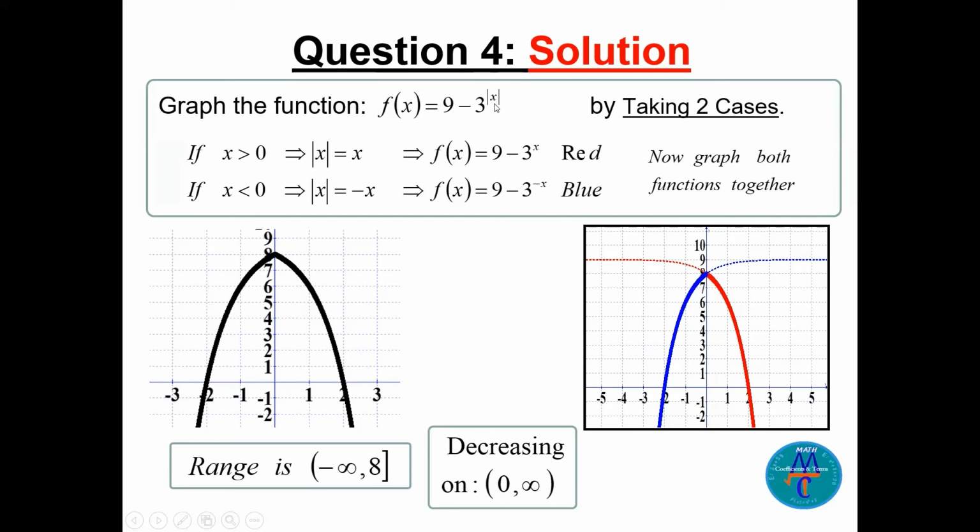Remember here, if you put only 0, because see, there is no 0 here, if x is equal to 0, 3 to the power 0, 1, 9 minus 1 will be 8. So this is also a point on the graph. If x is 0, y will be 8. Now, if I take this red solid and the blue solid, I will get this black one here. So this is the graph of the function. Now, the range will be minus infinity up to 8 closed. The function is decreasing here from 0 to infinity.